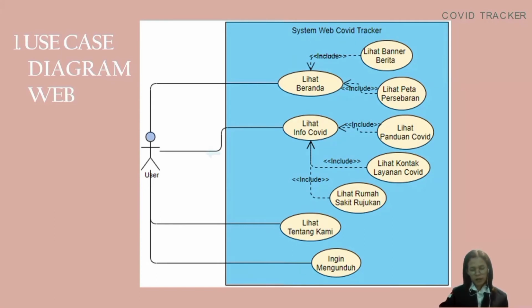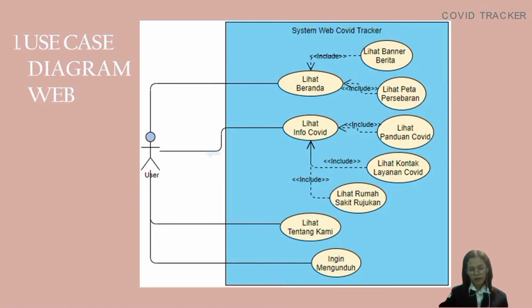From the picture, we can also see that there are 2 use cases that include the use case Lihat Branda. The use cases are Lihat Banner Berita and Lihat Surat Barang. Because of the include relationship, Lihat Banner Berita includes Lihat Branda, which means that to Lihat Banner Berita, the user must go to the use case Lihat Branda first.